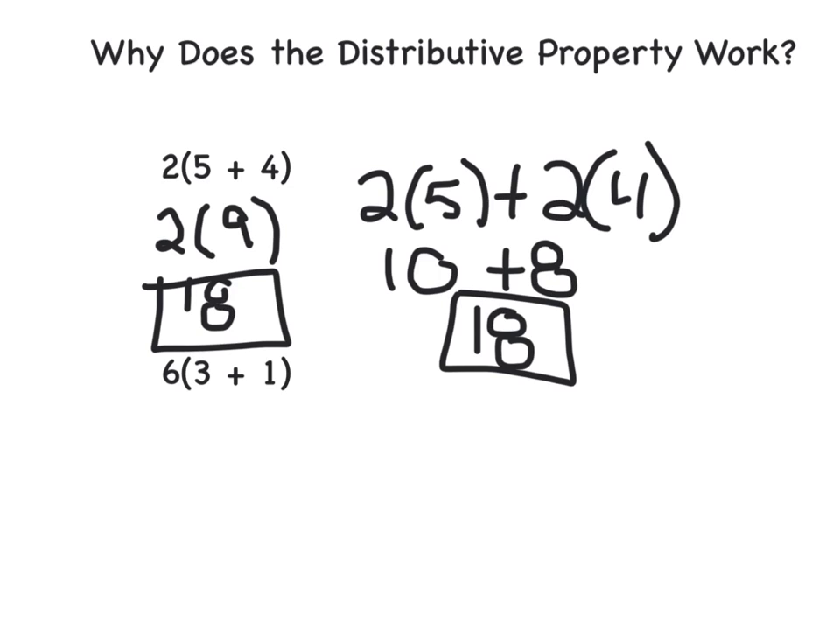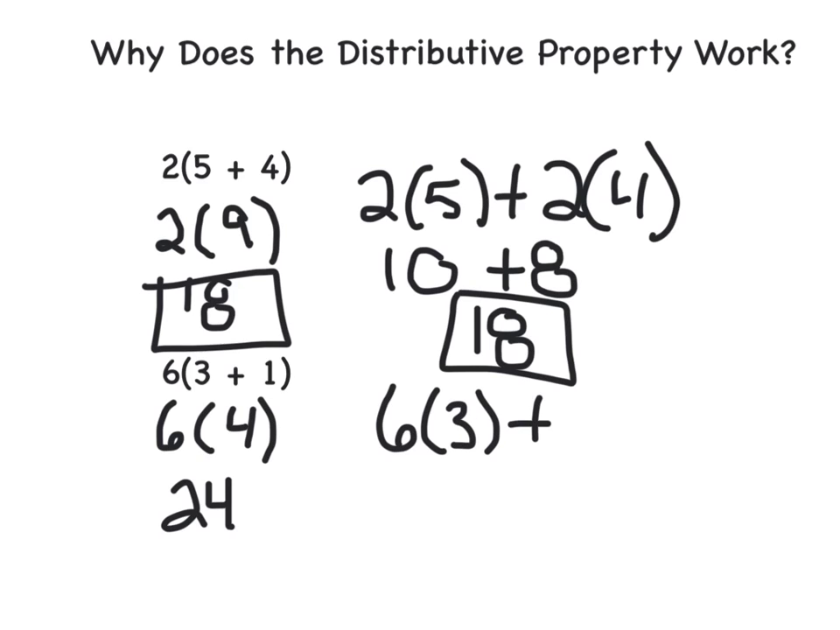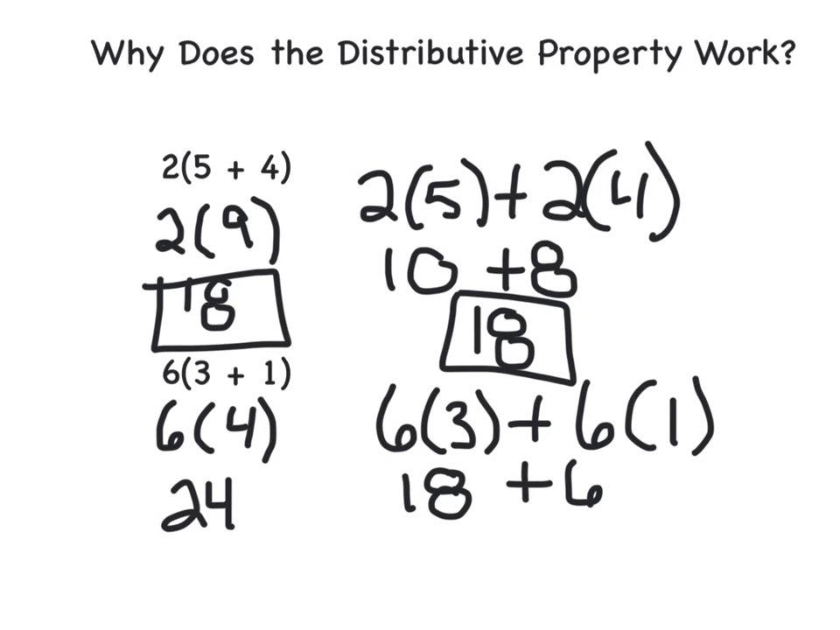Now let's look at this bottom one to see if the same thing happens. So order of operations, I do the parentheses first. So 3 plus 1 gives me 4. Then 6 times 4 gives me 24. Now let's see what would happen if I break apart the problem and I do 6 times 3 plus 6 times 1. 6 times 3 is 18. 6 times 1 is 6. 18 plus 6 gives me 24.